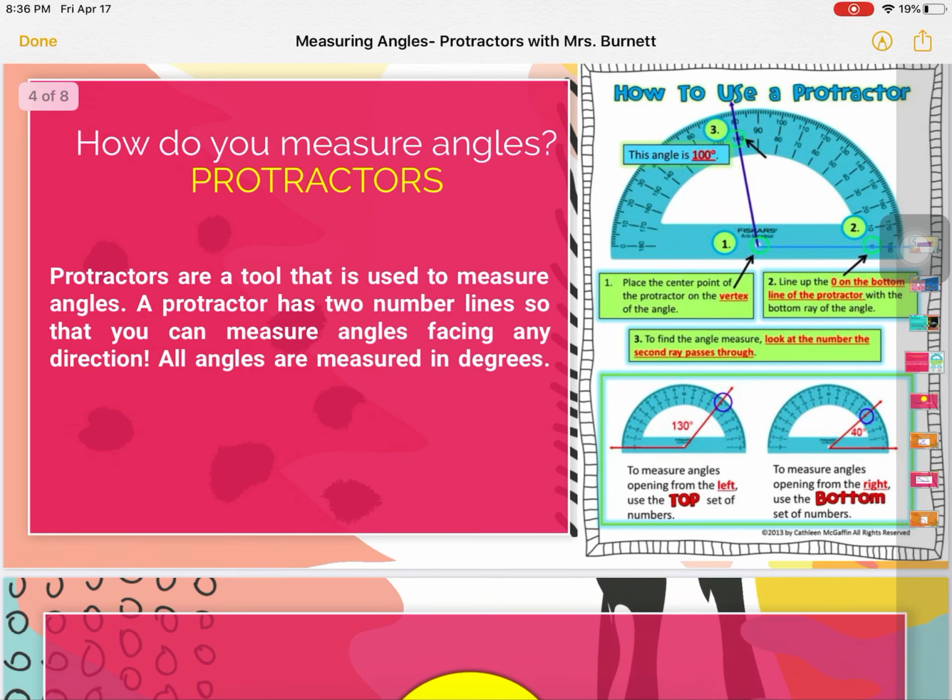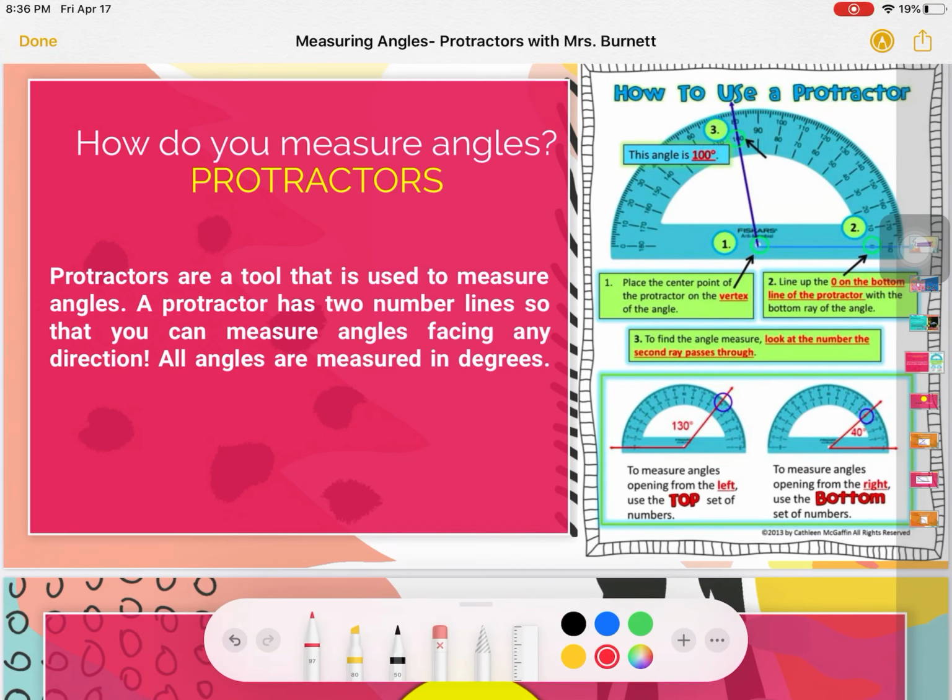So how do we use protractors? Protractors are a tool that is used to measure angles. A protractor has two number lines so that you can measure an angle facing any direction. That's why there's two rows of numbers. So if you look up here, this one angle right here, it looks really large to me. This looks like an obtuse angle.